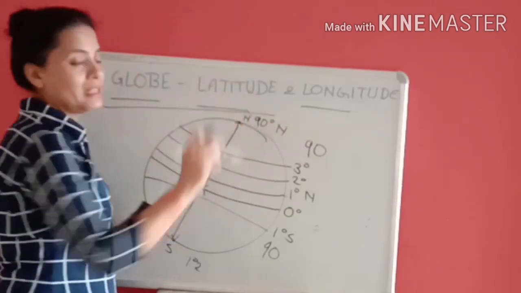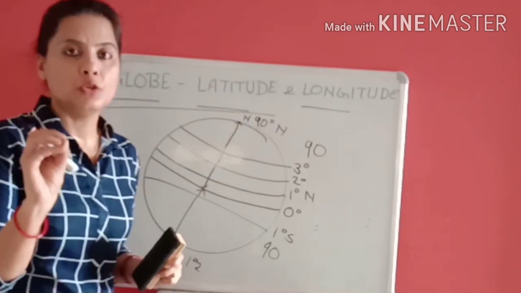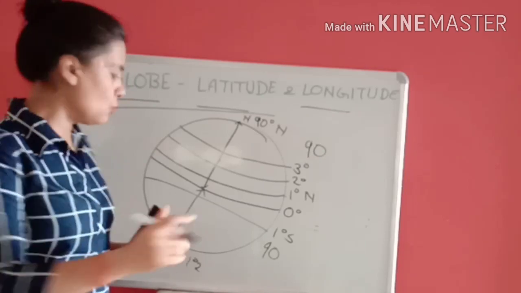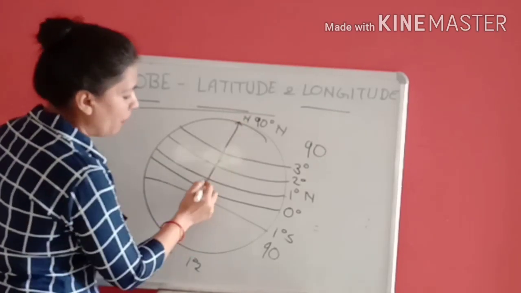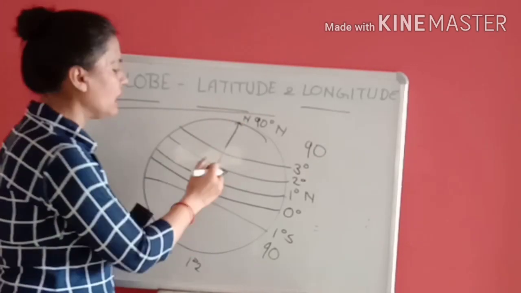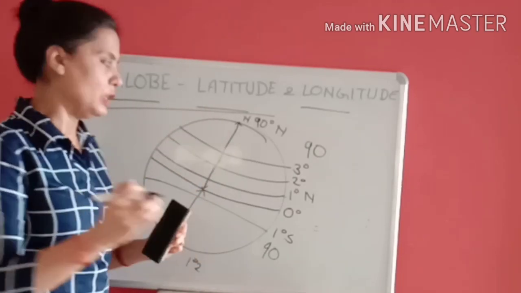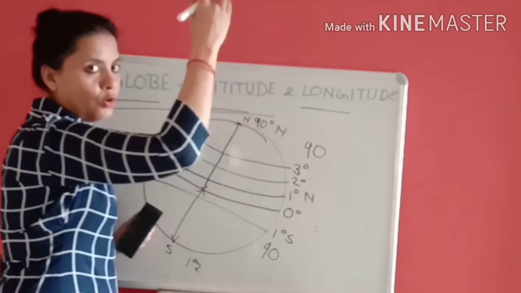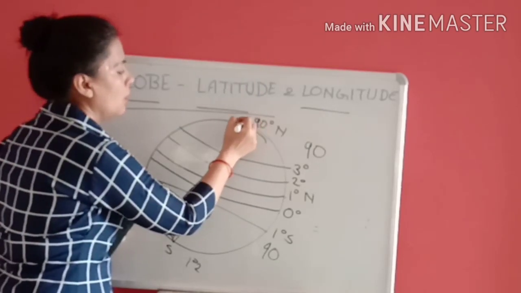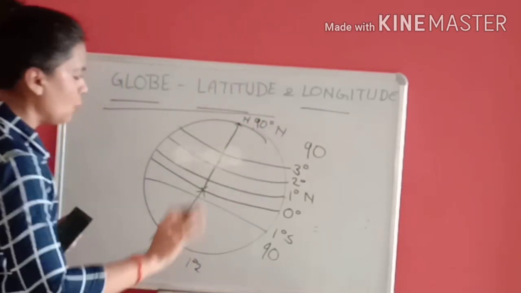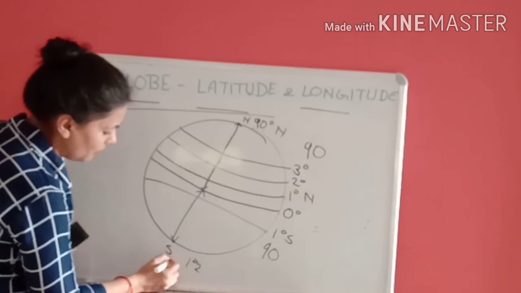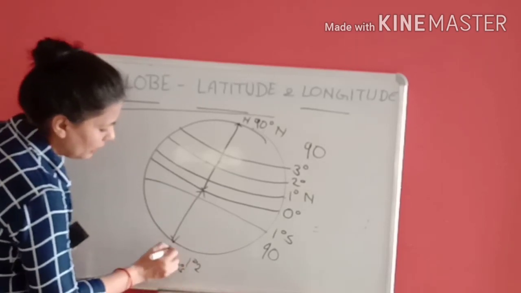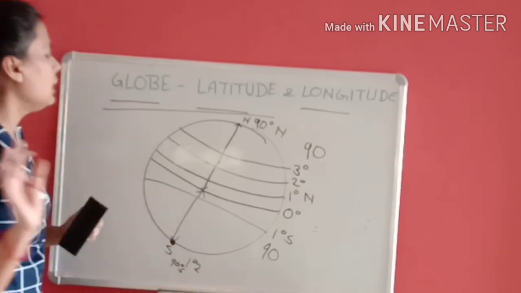So the North Pole is a latitude. Latitudes are also known as parallels of latitude. Why? Because these are drawn parallel to the equator. This is the reason why these latitudes are known as parallels of latitude. So 90 latitudes: 1 degree, 2 degree, 3 degree, 4 degree, and so on. When we reach the poles, it will be 90 degree north latitude, and the same happens in the southern hemisphere, 90 degree south latitude.